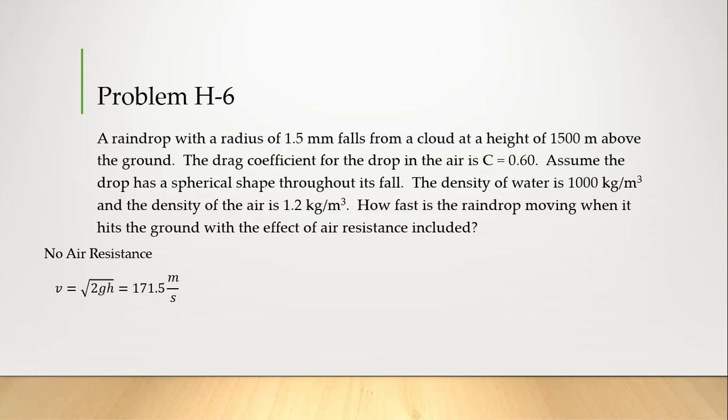Well, 1/2 mv squared equals mgh. You can cancel the m out. Half v squared equals gh. V squared equals 2gh, so v equals the square root of 2gh, and you end up with 171.5 meters per second. Well, I can tell you something. If you were getting hit by raindrops moving at 171.5 meters per second, you would be in some trouble.